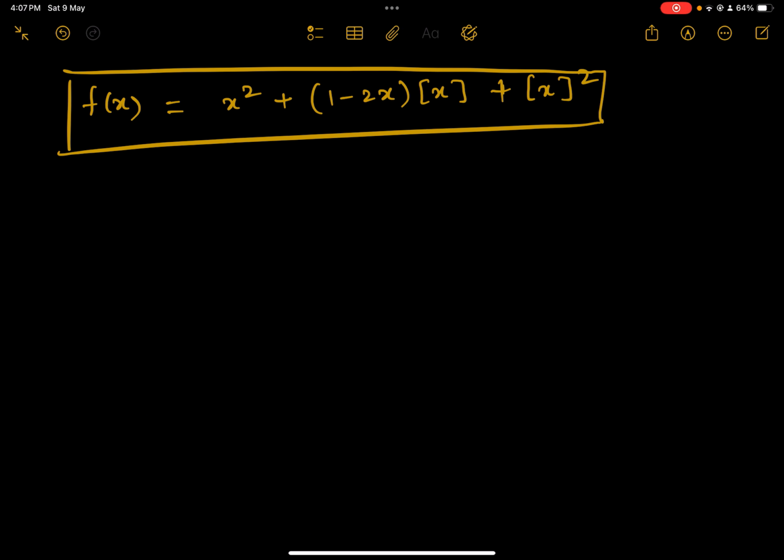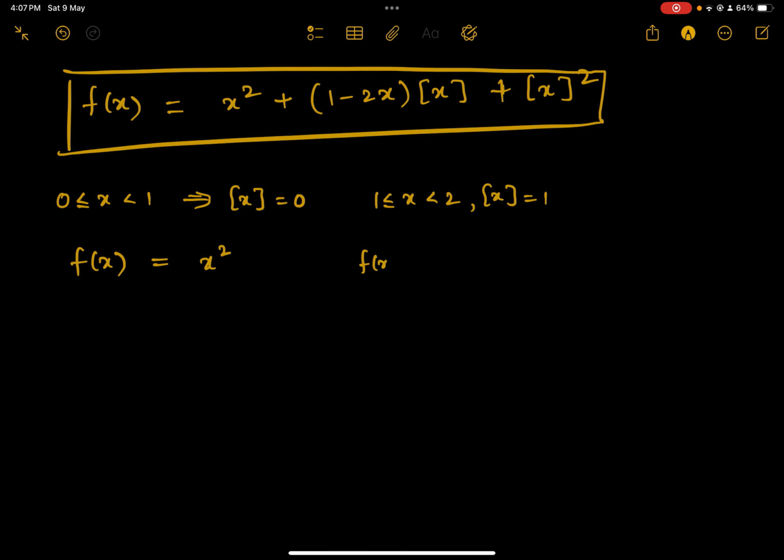Let us see what happens at 0. Between 0 and 1, 0 less than or equal to x less than 1, the greatest integral part of x is 0. Therefore, f of x will be x square. In the interval 1 less than or equal to x less than 2, the greatest integral part of x is 1, and your function will look like x square plus 1 minus 2x plus 1. That is simply x minus 1 whole square plus 1.